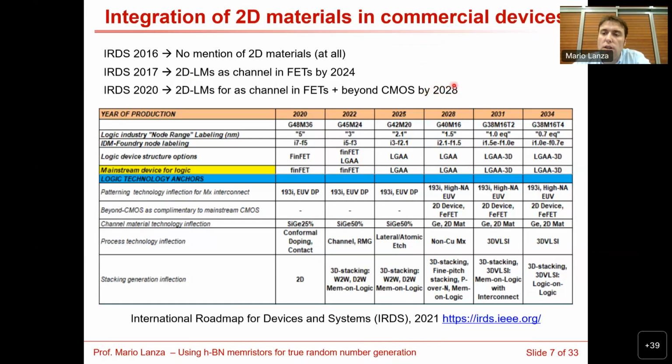So this means that the industry still believes in this technological solution. However, it is difficult, so the date was delayed. Also, this prediction was expanded to beyond CMOS devices.